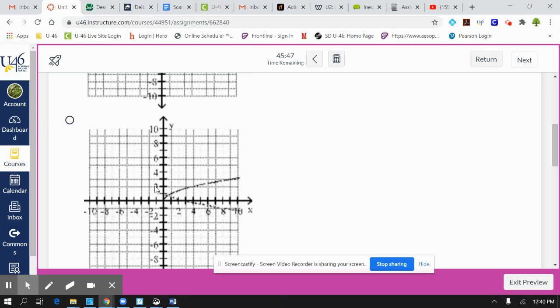So it's this one. Notice the beginning point is right here, so that's indicating that the starting point moved to the left 1. And then if you flip it, you're still right there. And then raising it up 2 brings it right there.